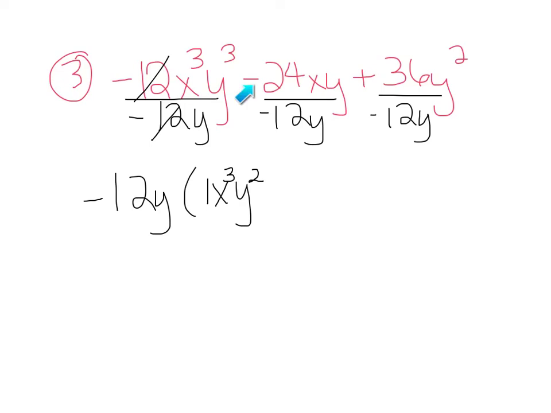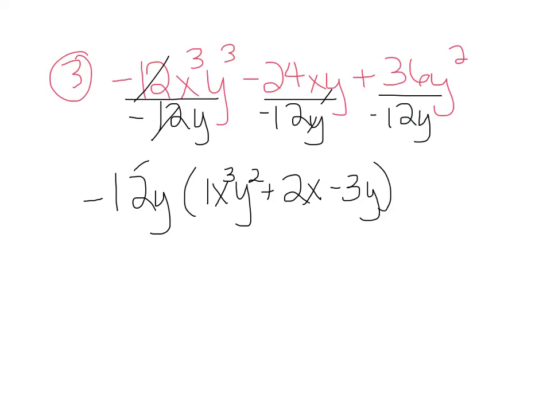Now we have negative 24 divided by negative 12. That is a positive 2. And then our y's cancel, and we're left with an x there. Now we have 36 divided by negative 12, which is negative 3. We have y to the second over y, which is y.